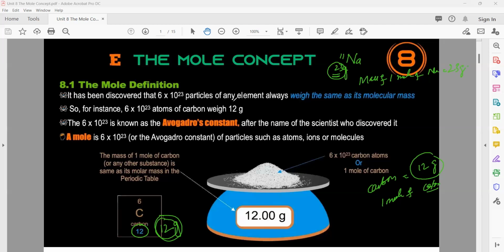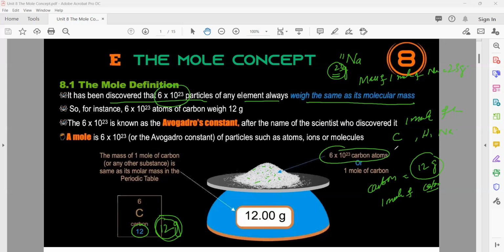So see here again, they're saying that it has been discovered that the element always weighs the same as its molecular mass. Now they are telling a number here: 6 multiplied by 10 raised to power 23. So just try to get this concept. They're saying that if you have 1 mole of any substance, for example, 1 mole of carbon, 1 mole of hydrogen, 1 mole of sodium, if you count the number of atoms inside 1 mole, they are equal to these numbers.